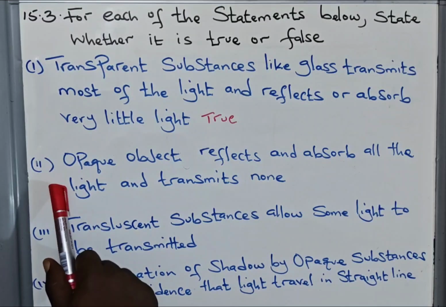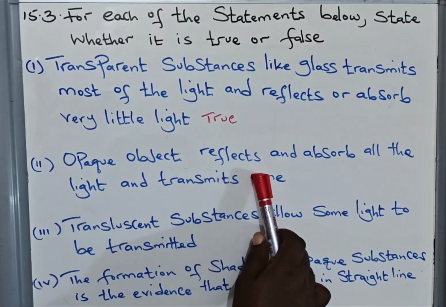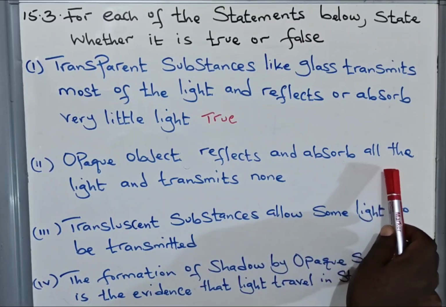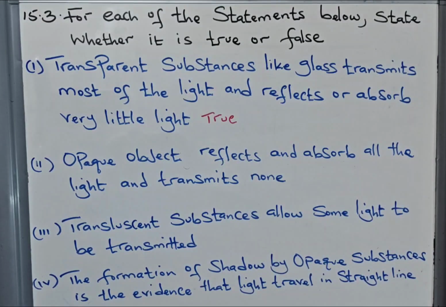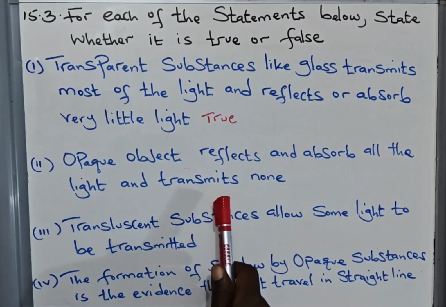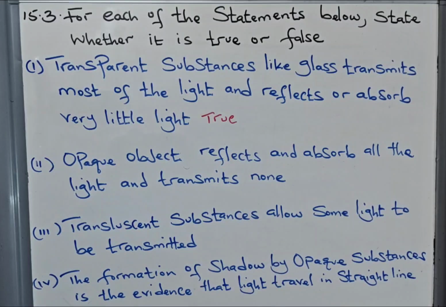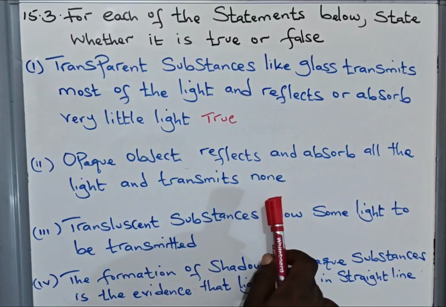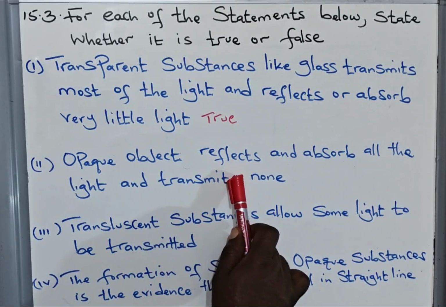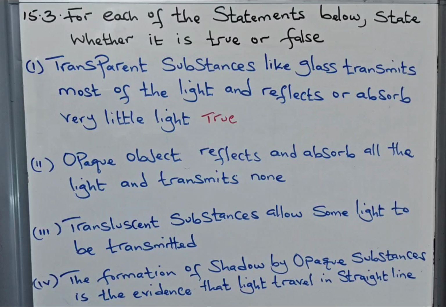Then we come to this one. It says that an opaque object reflects or absorbs all the light and transmits none. Is it true or false? It is true. Opaque objects do not transmit any light. Actually, all the light which falls on opaque objects is either reflected or absorbed. So it's true.